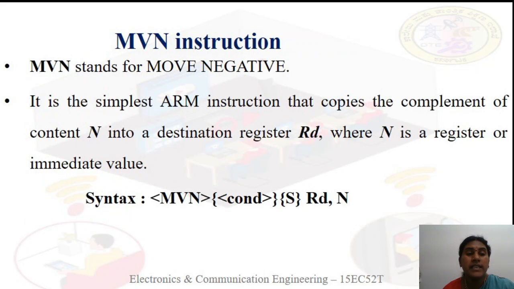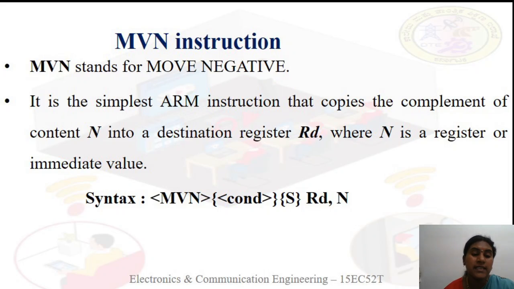Okay, now we will see the MVN instruction. MVN stands for move negative. Negative means complement. Complement means the zeros will become 1 and the ones will become 0. It is the simplest ARM instruction that copies the complement of the content of n into the destination register RD, where n is a register or an immediate value.